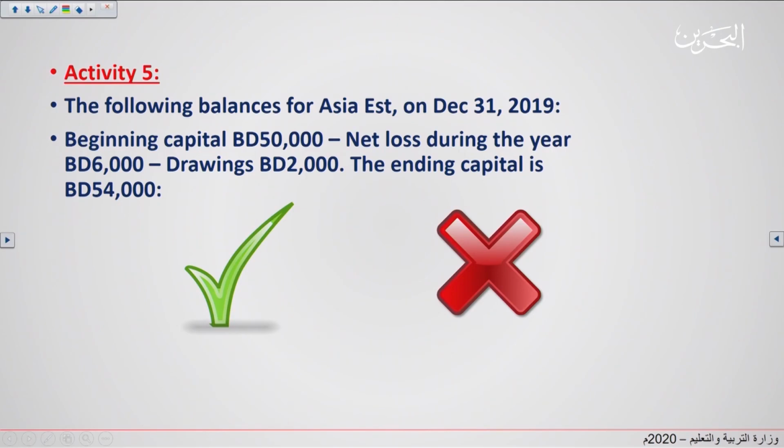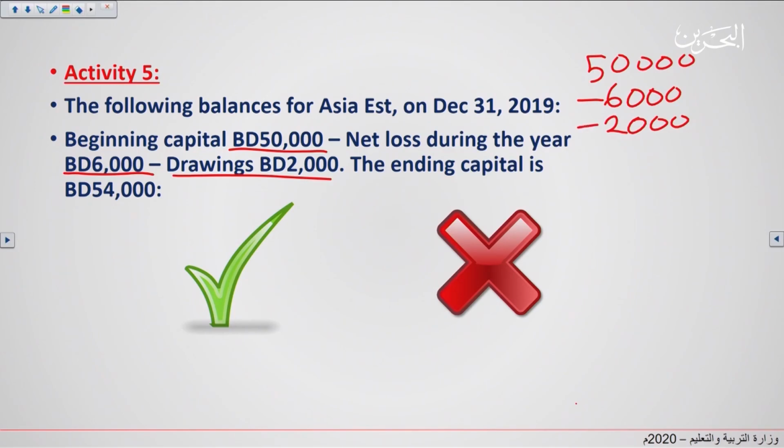Finally, moving to activity 5. We have here a statement, and we want to check whether it is true or false. Let's see the question. We have a beginning capital equal to 50,000 BD. I will write it here. This is the beginning capital. Then they give us the net loss, which is equal to 6,000 BD. I will write it here with the minus because it is going to decrease the capital. Then they give us drawings, which is equal to 2,000 BD, and I will write it also with the minus because it is definitely going to decrease the capital.